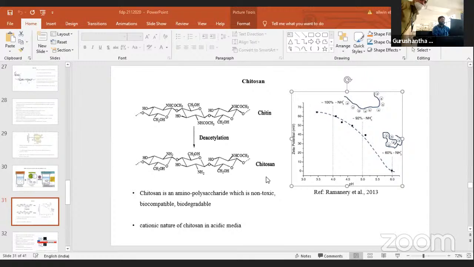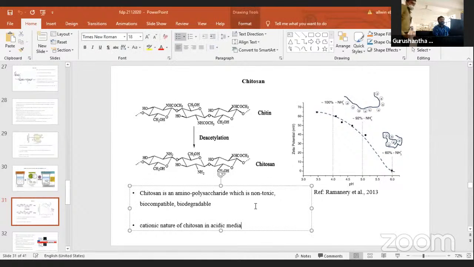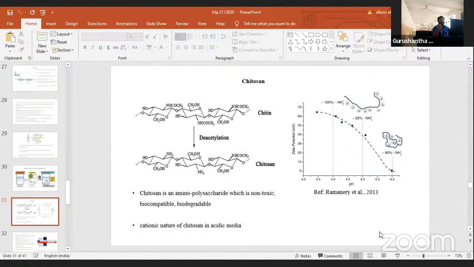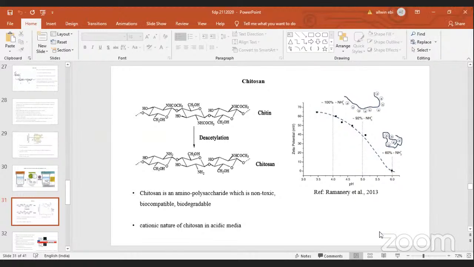By using this grafting method, those methods I will discuss later. With the zeta potential curve, we can clearly state that this particular chitosan will be helpful for the removal of negatively charged species. Why? Because the zeta potential clearly shows that the amine group present on the chitosan exposes a positive surface charge.